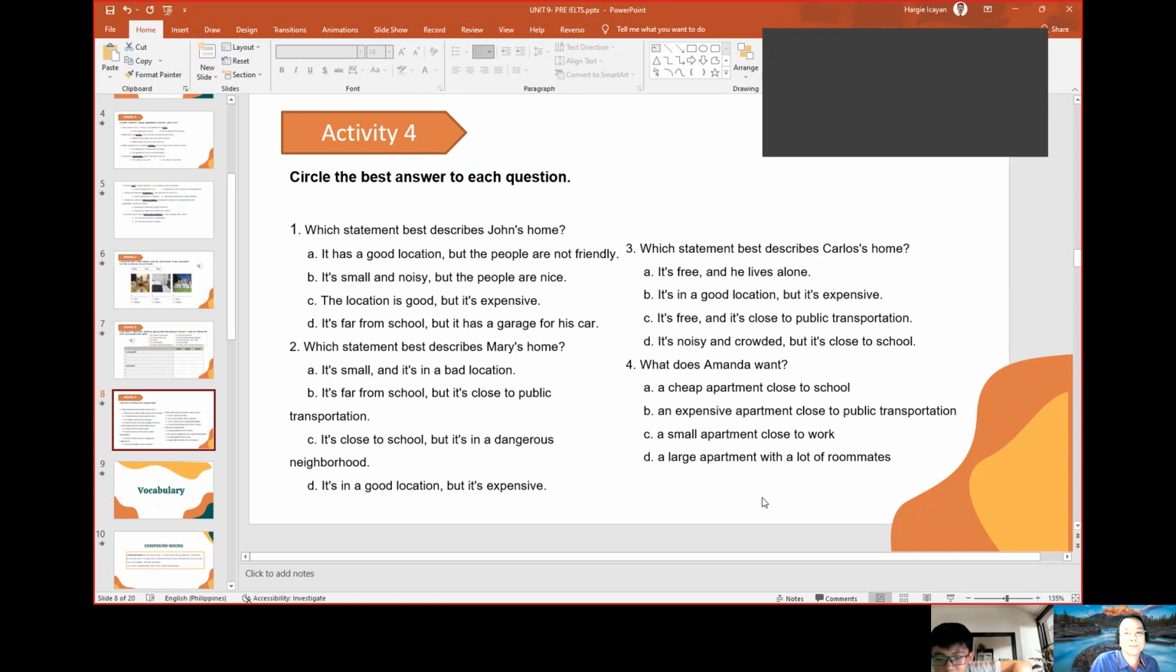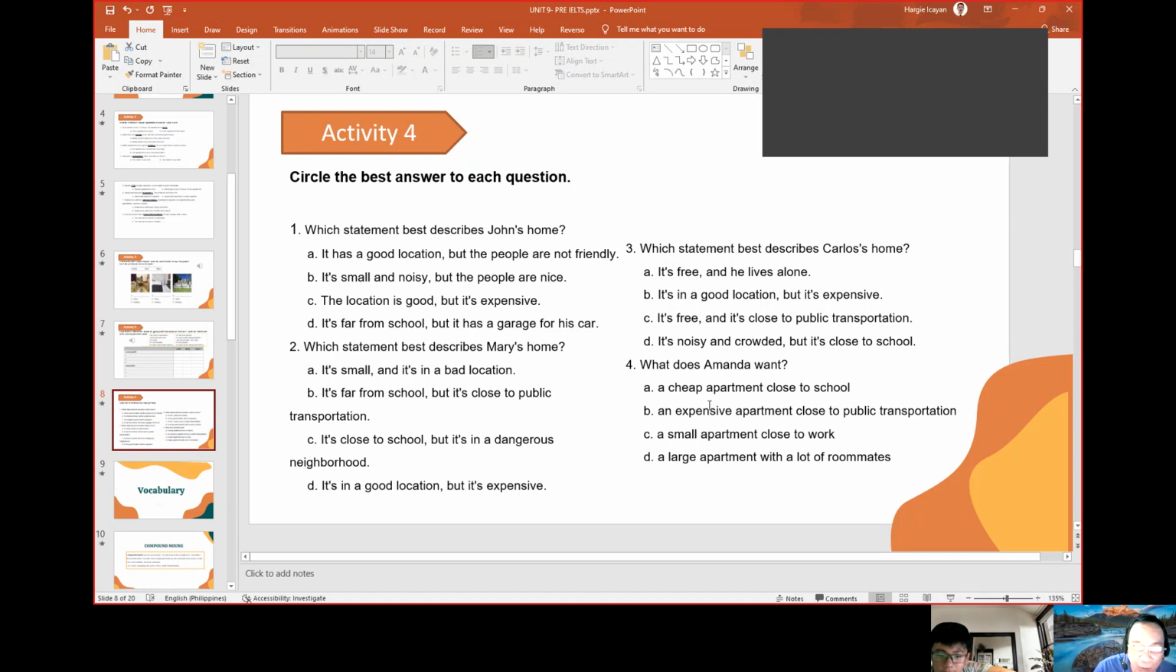What does Amanda want? Amanda was the one who asked questions of Carlos, Mary, and John, right? So what does Amanda want? Is it a cheap apartment close to the school? That's the correct answer. Because she wanted to have a cheap apartment that is close to the school. That's why she asked for some information from John, Carlos, and Mary.